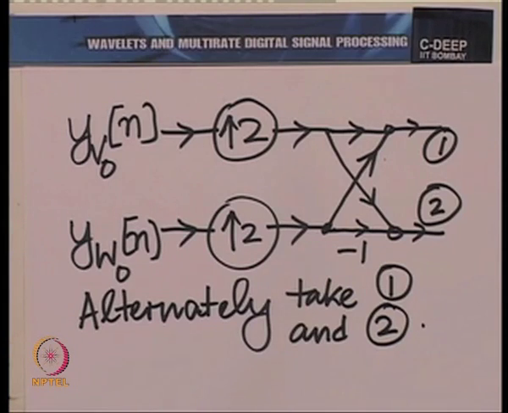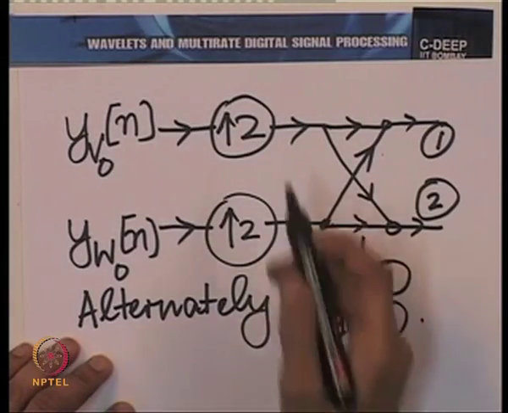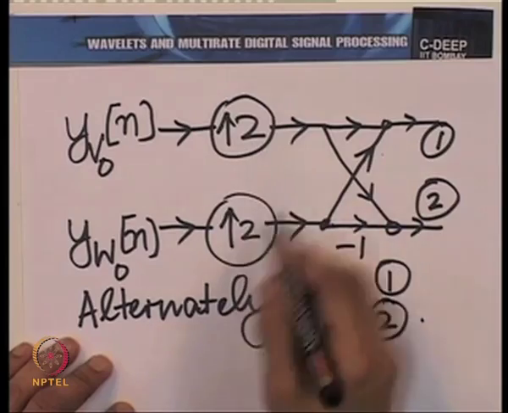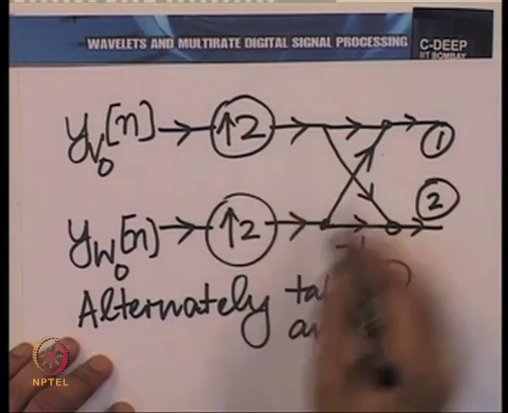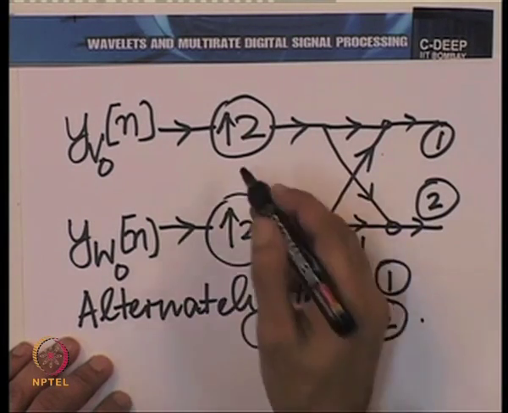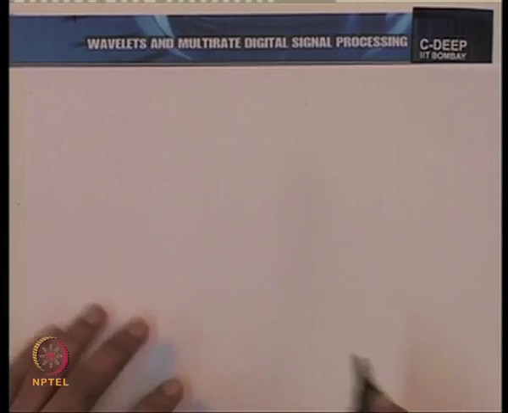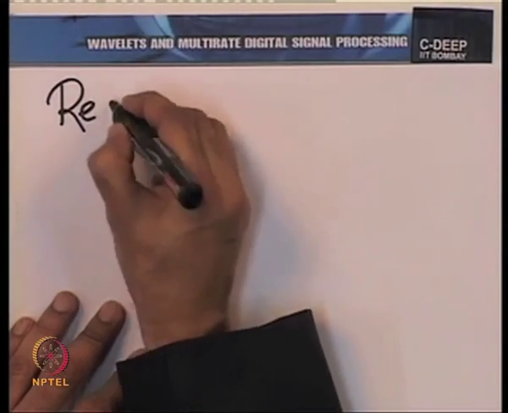Now, how do we express this using the upsampling operator that we have? Well, that's easy. Actually, if we notice, this upsampling operator can commute with this. So, it doesn't matter if you first upsample and then add and subtract, or if you first add and subtract and then upsample. In fact, we would find it convenient to add and subtract and then upsample. So, let us replace this. Let us redraw this.